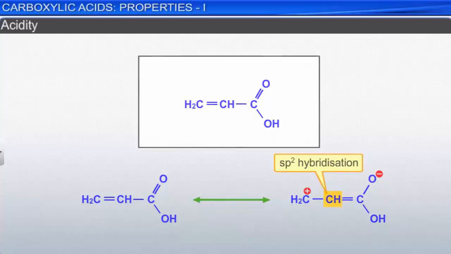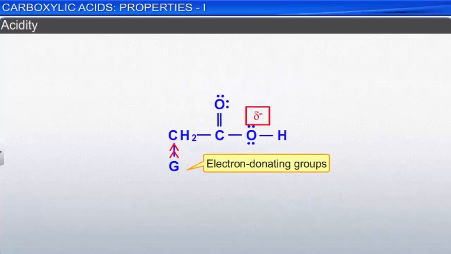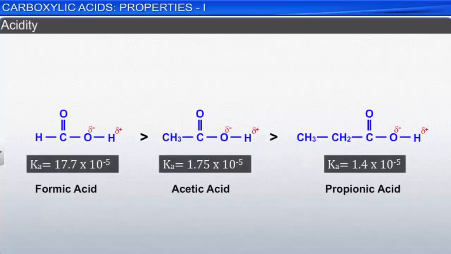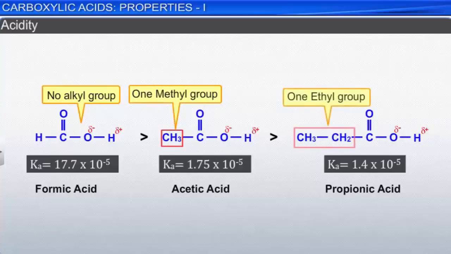Electron-donating groups, on the other hand, decrease the acidity by destabilizing the anion by intensifying the negative charge. Thus, among the unsubstituted aliphatic monocarboxylic acids, formic acid with no alkyl group is about 10 times stronger than acetic acid, which in turn is stronger than propionic acid, and so on.